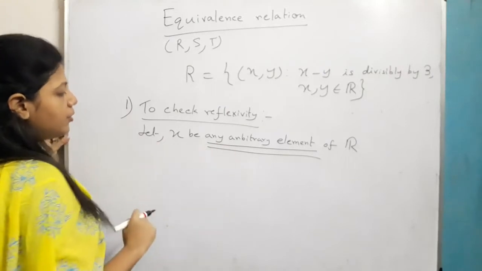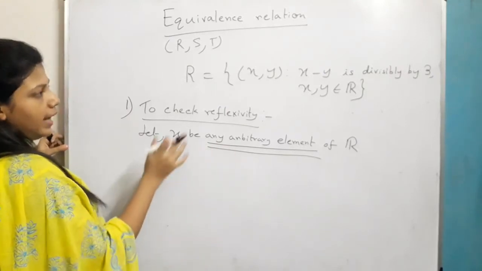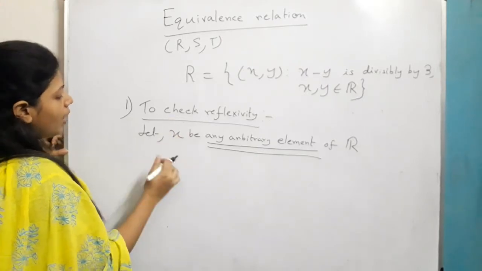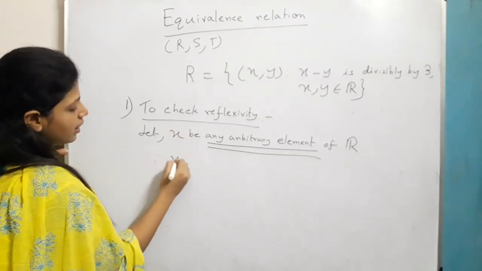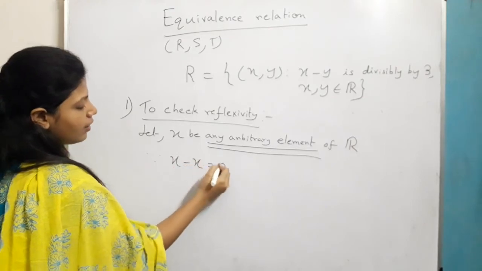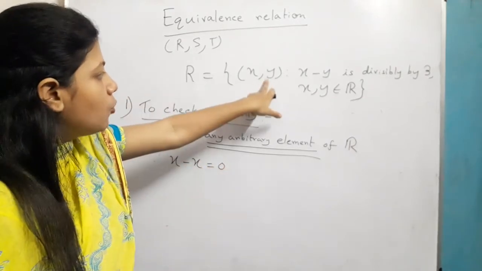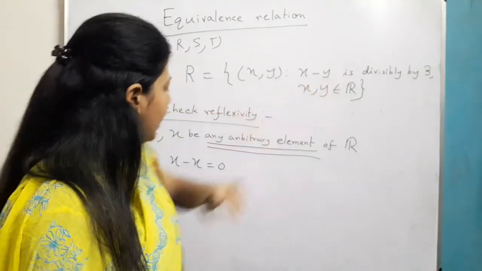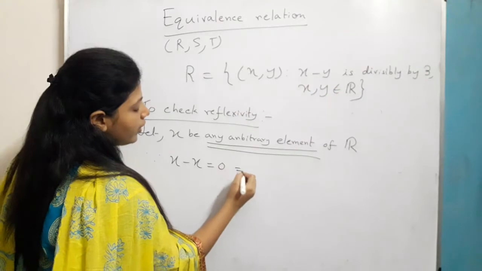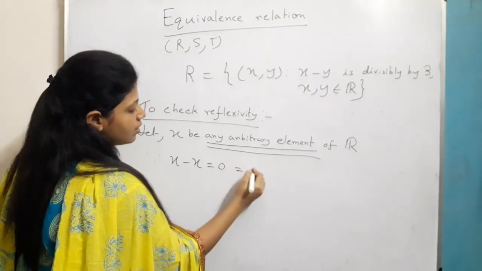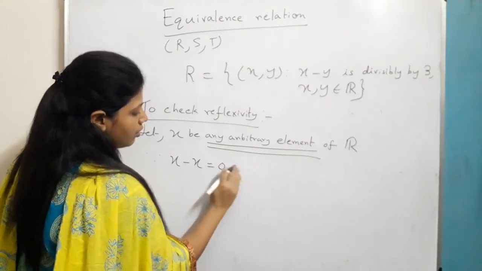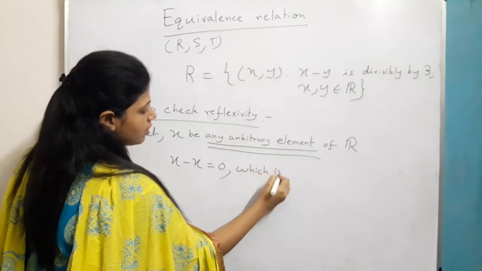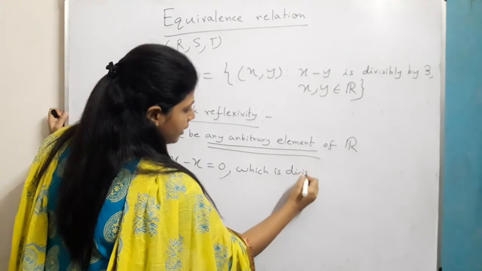Now, if x is an arbitrary element, we have to prove that (x, x) belongs to R. So, I will replace y by x here. Now, I will write, since x minus x equals to 0, I have replaced y by x. Now, I will check. Okay. So, x minus x equals to 0. And we know that we can write 0 is divisible by 3. Write down, which is divisible by 3.